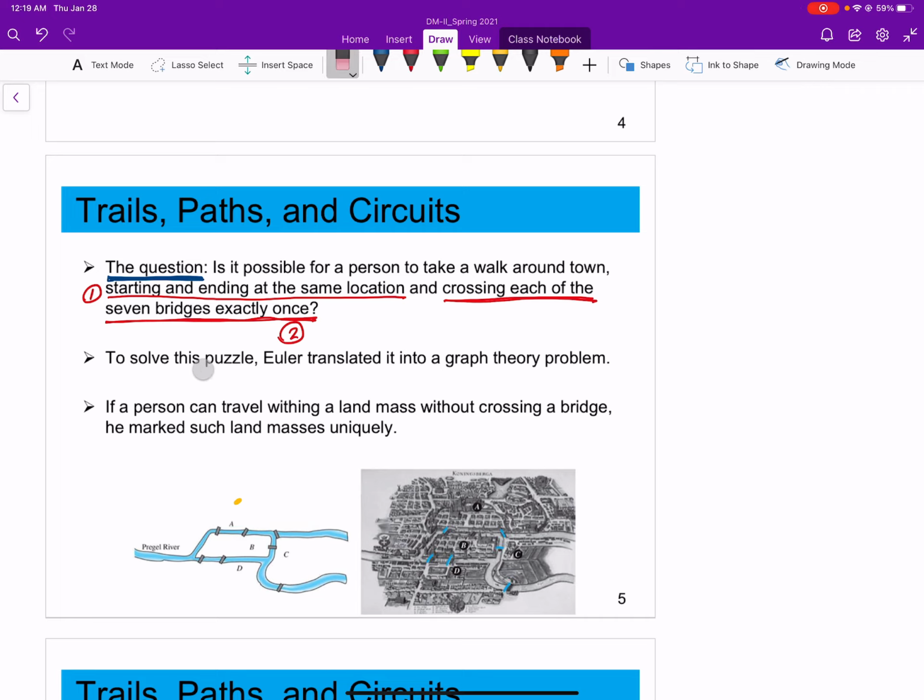To solve this puzzle, Euler translated it into a graph theory problem. As a real-life problem, finding solutions might be really hard. So Euler thought to convert it into a graph theory problem to make it convincing. Now he's trying to turn this into a graph theory problem.